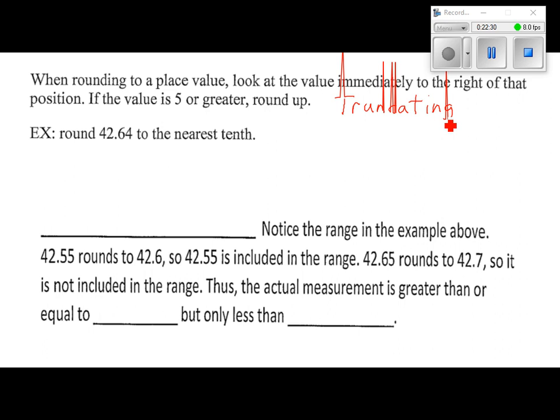So if we're doing this example, round 42.64 to the nearest tenth. Which number's in the tenth place? The 6 is. Which number do we look at to tell how to round it? We look at the 4, the hundredths place. What's that 4 tell us to do? Keep it the same. So we're just truncating it, cutting it off there. 42.6.